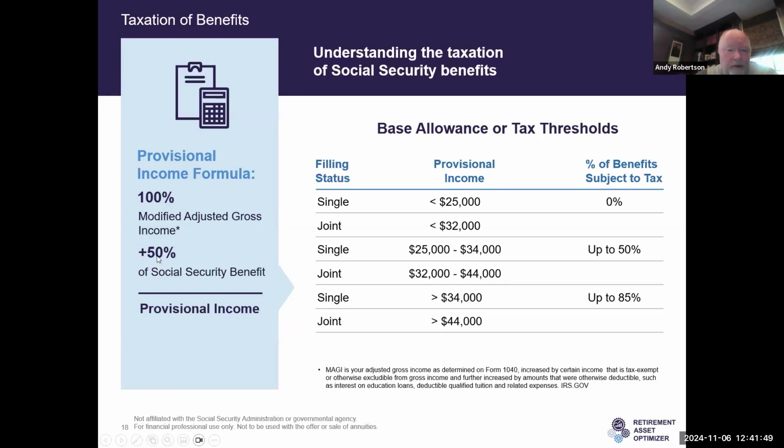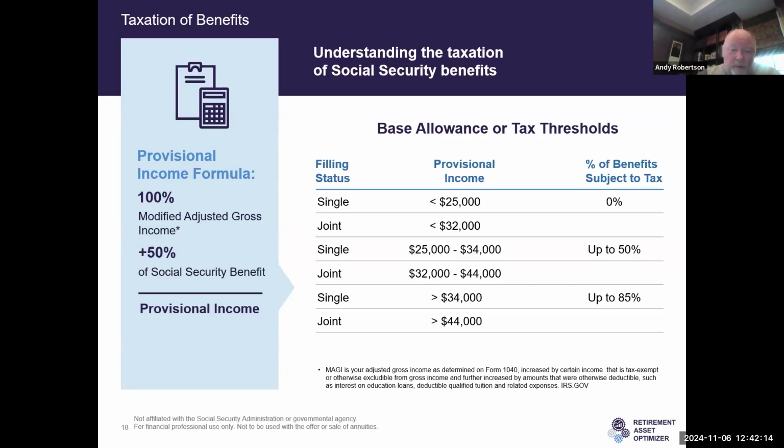Provisional income is arrived at by taking 100% of what Social Security calls your modified adjusted gross income and 50% of your Social Security benefit. So modified adjusted gross income, simply put, is all your earned, unearned, and tax-free dividend income. So take all earned, unearned, and any tax-free dividends you might be collecting from a muni portfolio, you count that at 100%.